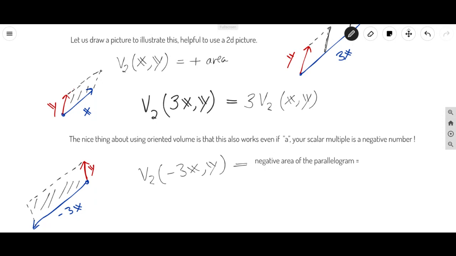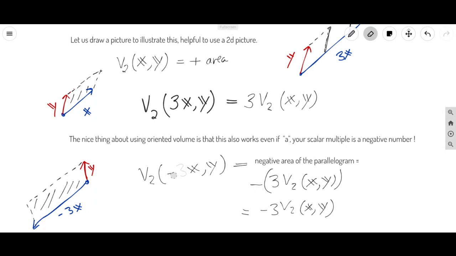So that's why you're going to get negative, right? So it's going to be negative, but what's the area of the parallelogram? It is 3 times as big as the area that it had before. That was the area that it had before. And so you're getting that it's negative 3 V2 of x comma y. You can see that everything works out.